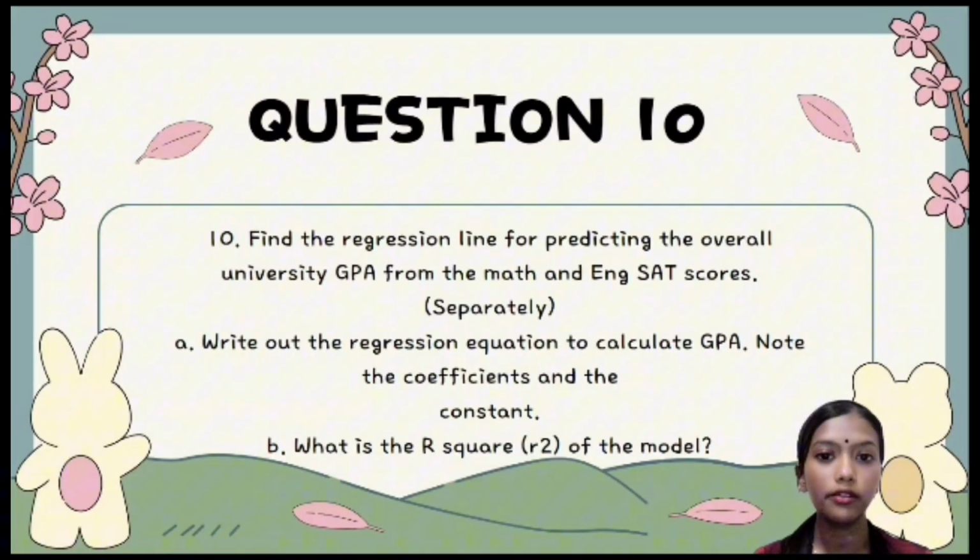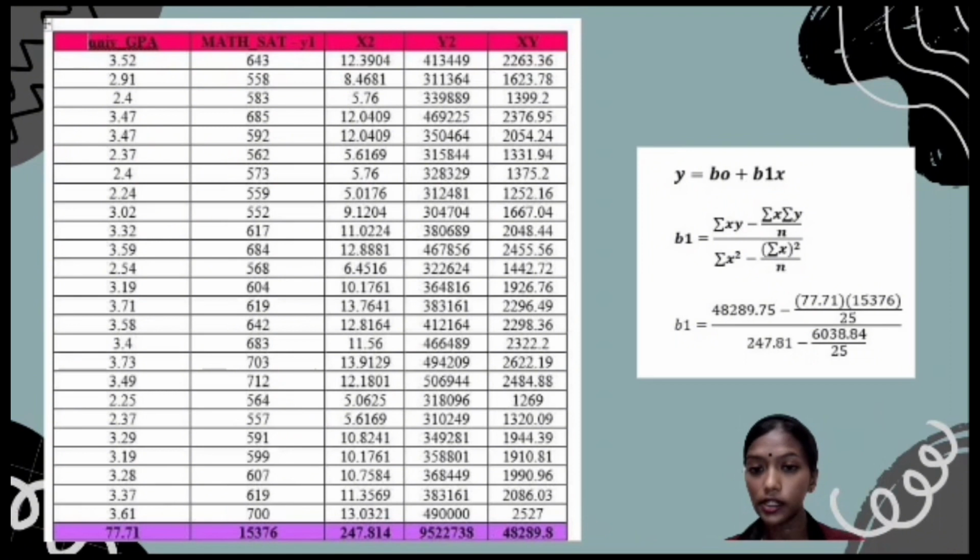Find the regression line to predict the overall university GPA from mathematics and English scores separately. Question A, write out the regression equation to calculate GPA, noting the coefficients and constants. Question B is, what is the R squared of the models? We need to calculate separately for the mathematics score and English score.